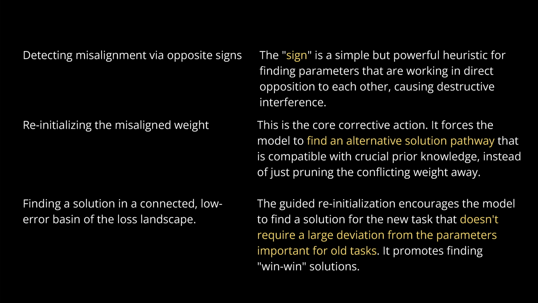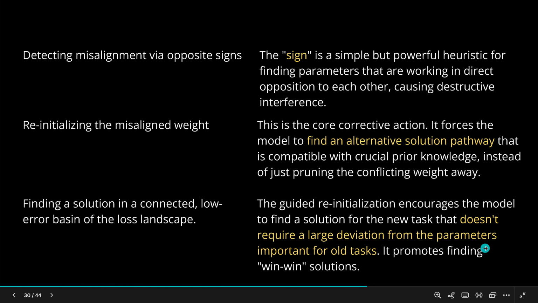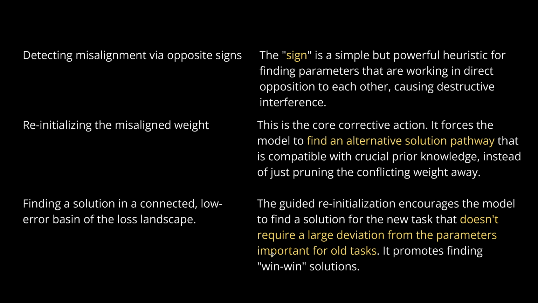So there's so much space in the tensor space, no? That is maybe not covered in a dense neural network structure. So you have other possibilities. Go and find them. So this guided reinitialization encourages the model now to find a solution for the new task that does not require large deviation from the parameters important from the old task, from the old encoding in the network. So this promotes finding win-win solutions. First win is you do not touch the golden specifications of the already learned processes, and second win, you can encode a new learning parameter.